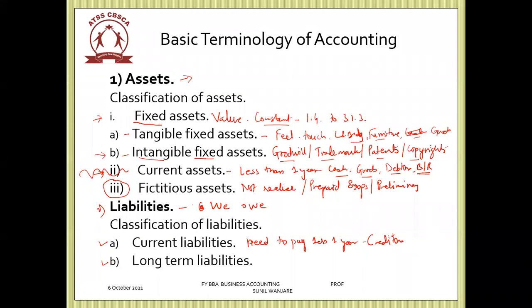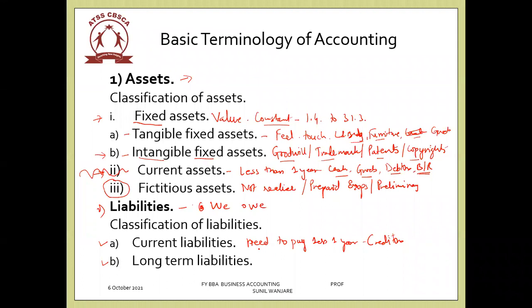If I don't pay my suppliers in time, they will charge me interest, they will charge penalties, and that will increase my cost. And if the cost is increased, my profit will go down. So current liabilities are all those obligations we need to pay, where the payment is due in less than 1 year. We can't keep it more than 1 year.